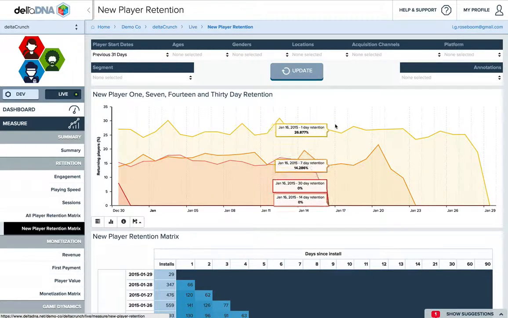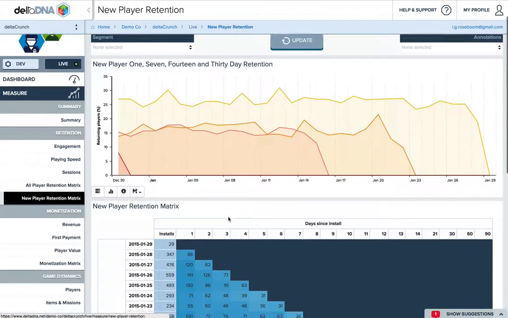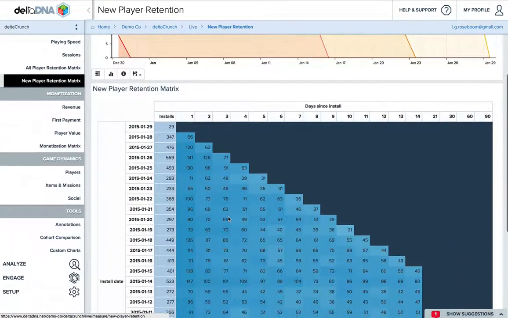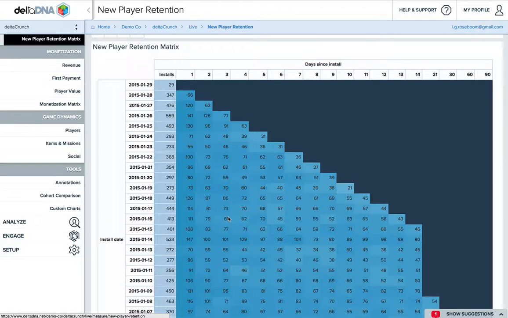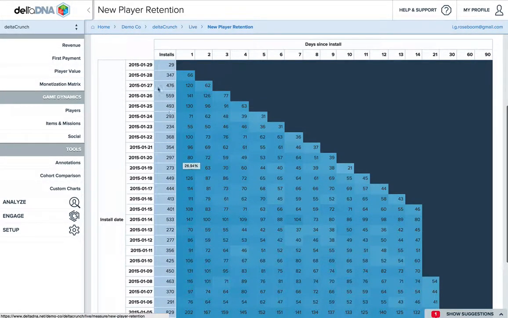So we have the chart here, but we also have the matrix, which would be quite familiar for anyone who's used Flurry or other tools where they have a matrix like this. And here what we have is the install date. So these are the different dates when players installed, and this is the number of people who installed on that date. And what we can now see is what number of people came back however many days after install, 1, 2, 3, up to 14 counting, and then 21, 30, 60, and 90.